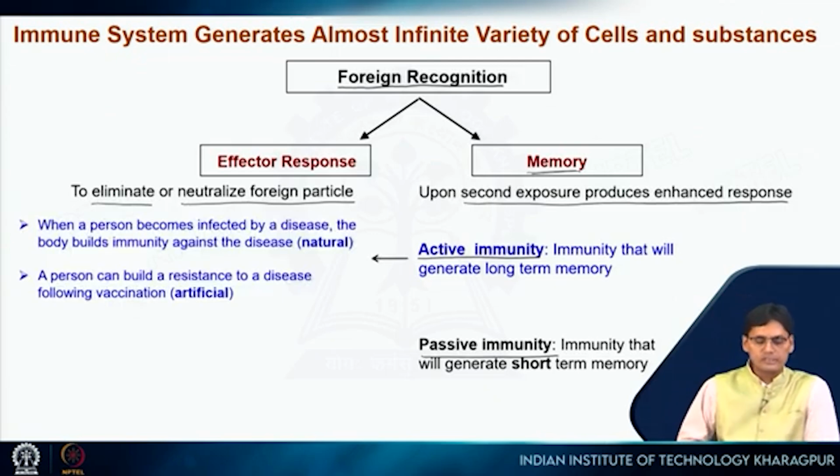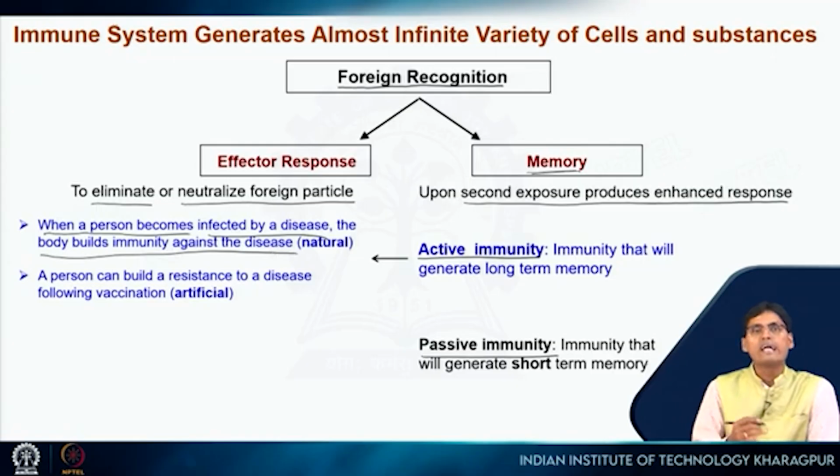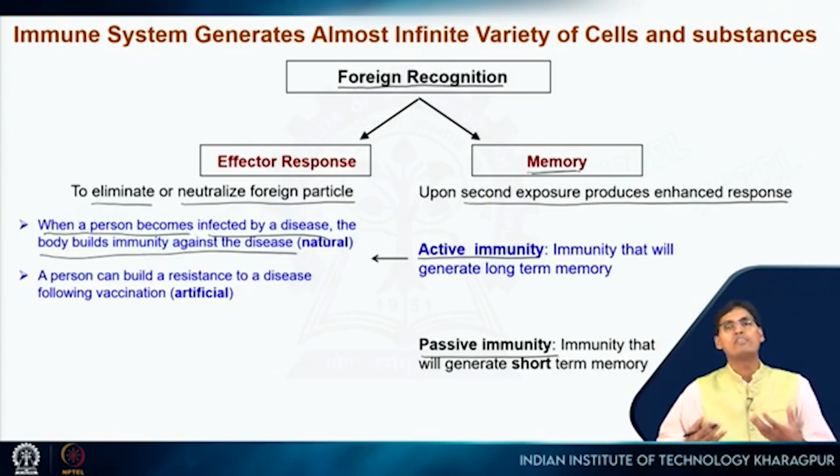In case of active immunity, the natural one I just explained, when a person becomes infected by a disease, the body builds immunity against the disease. This is the natural active immunity. This is naturally happening, right? So we are getting infected by some pathogen and our immune system is fighting against that, and over time that immunity, that memory will be formed. This is the memory because of the natural active immunity.